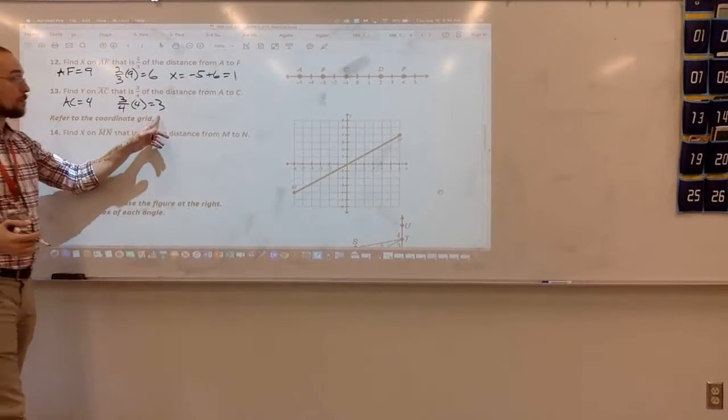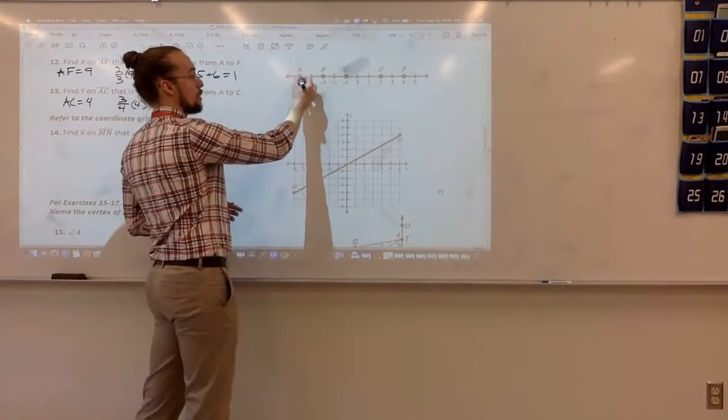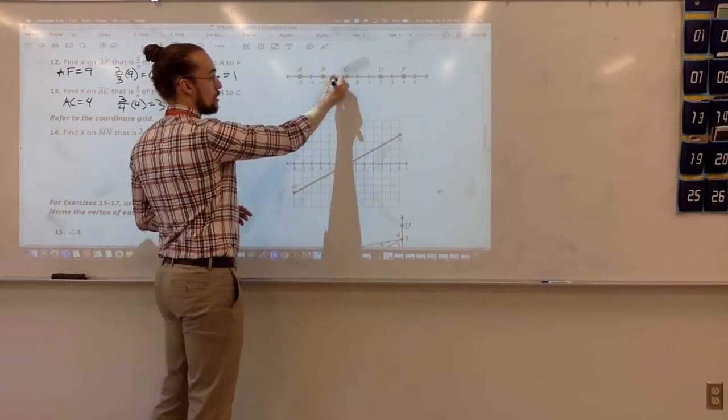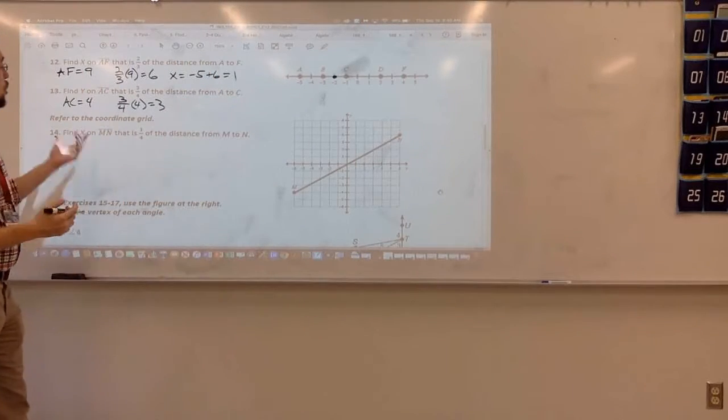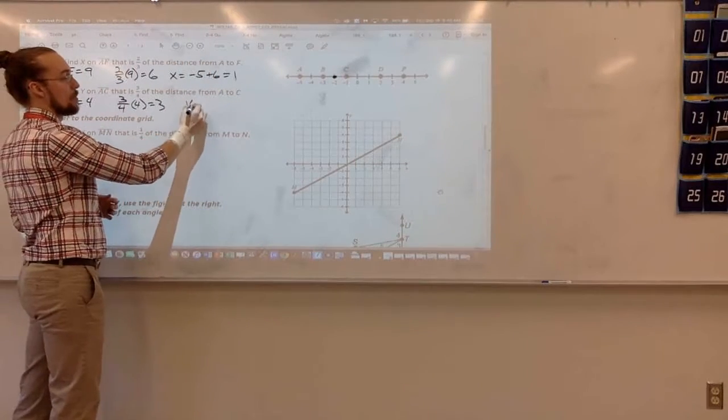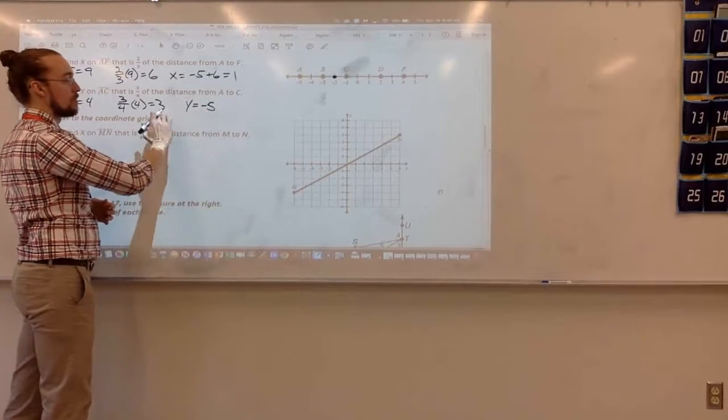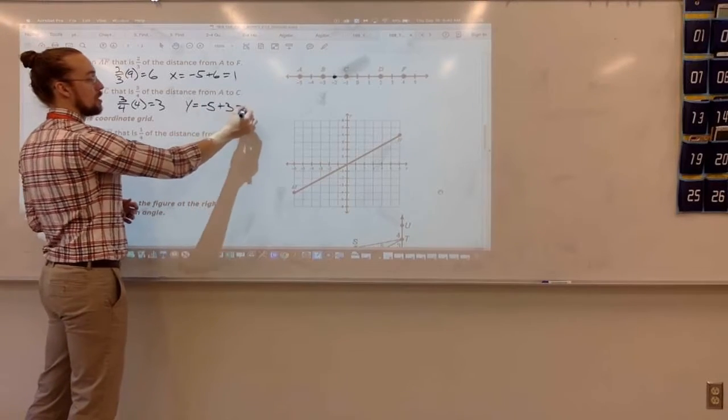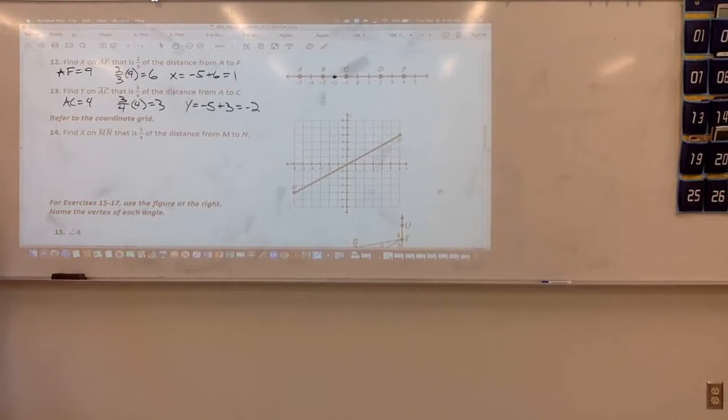So that tells me from my starting point, which was at A, I'm going to go a distance of 3. I would end up at -2. Or if we want to write that down mathematically, we could say I'm starting at -5, going a distance of 3, and I should end up at -2.